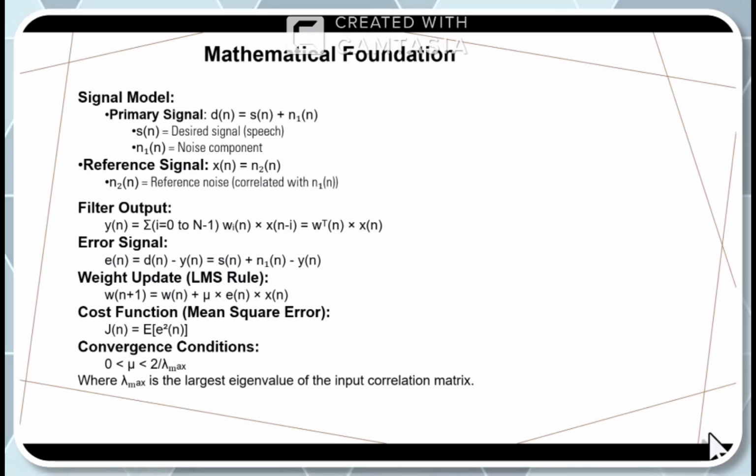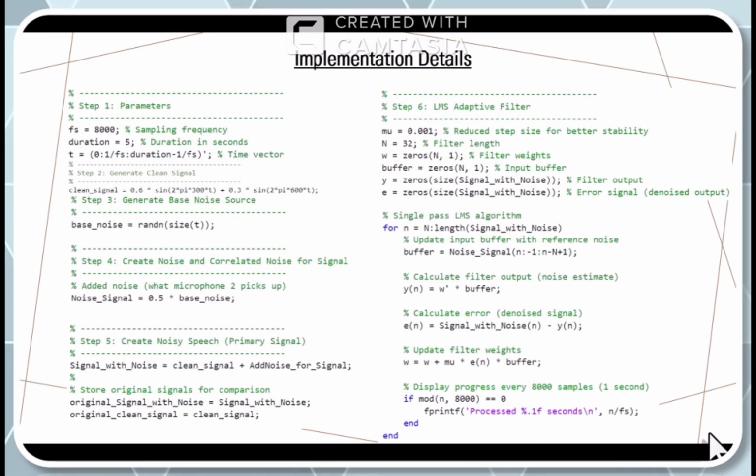And then the filter output. Here we can see the equation: the error signal e(n) is equal to d(n) minus y(n). Here, first, we can see the primary signal d(n) is equal to s(n) plus n1(n). Then we get the output s(n) plus n1(n) minus y(n). Then we have to update the weights, that is the equation, then the cost function, then the convergence condition. Then implementation details.